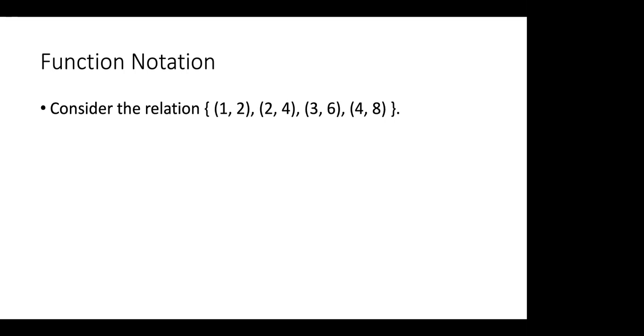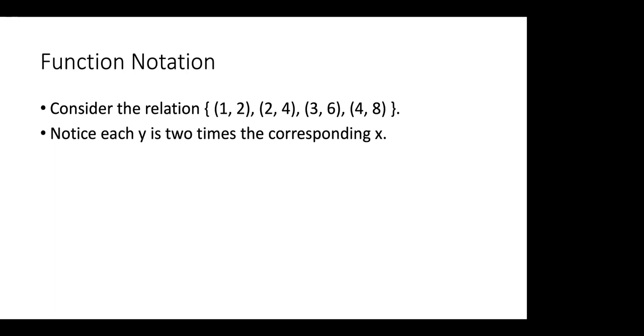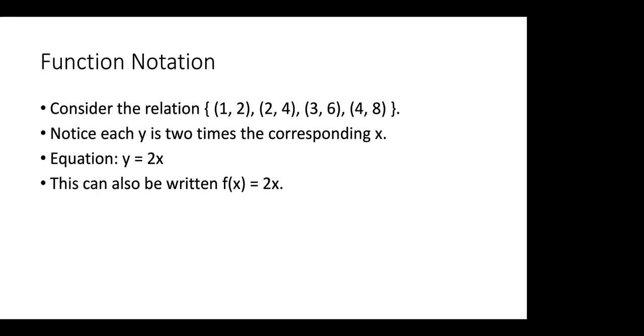All right, so consider this relation that we talked about earlier. It contains the ordered pairs (1, 2), (2, 4), (3, 6), and (4, 8). Notice that each y value is 2 times the corresponding x value. 2 is 2 times 1, 4 is 2 times 2, 6 is 2 times 3. So you can actually write an equation that represents that function, y equals 2x. So this can also be written as f of x equals 2x.